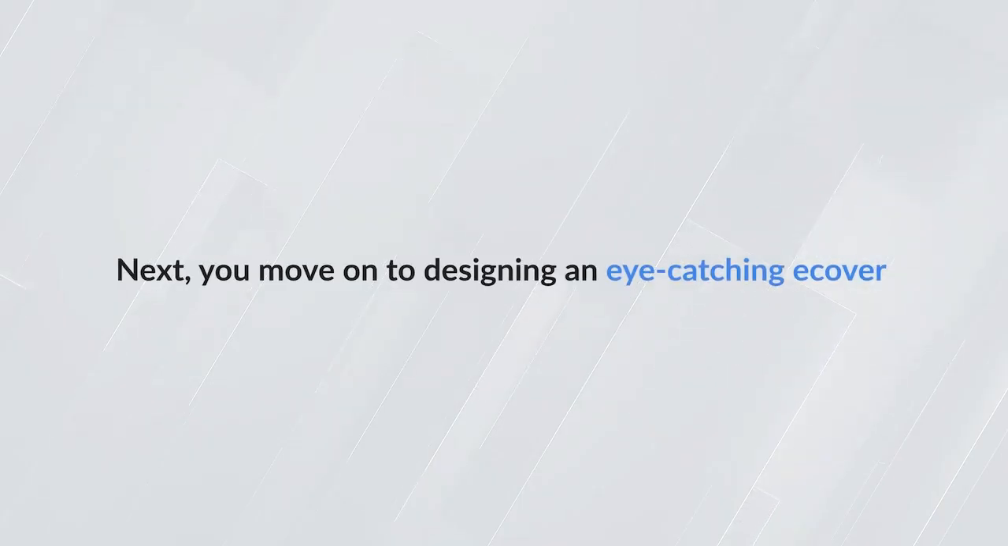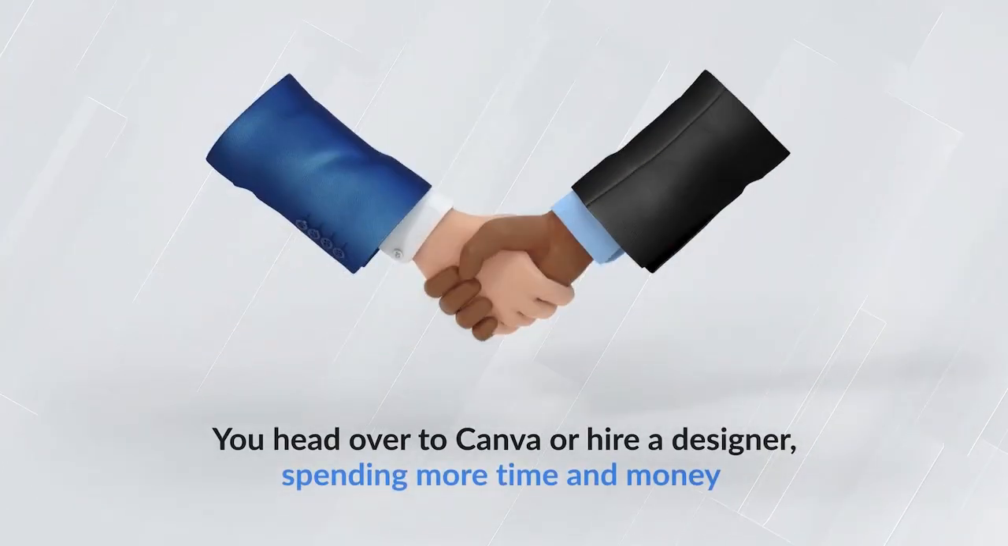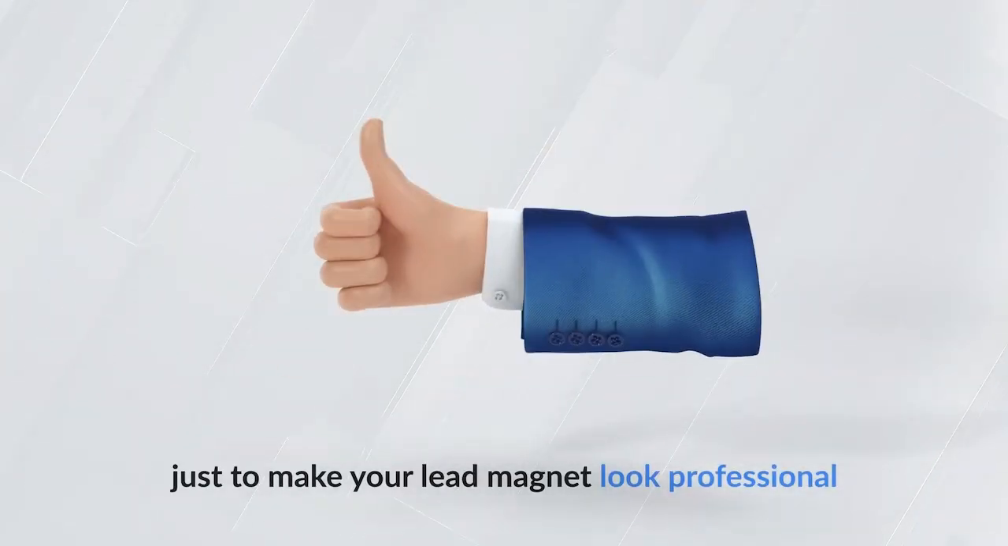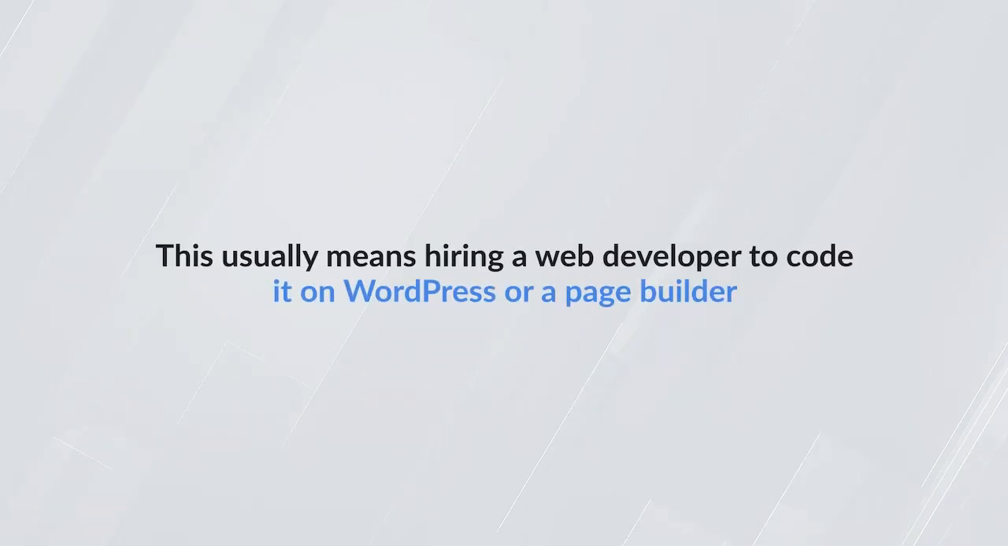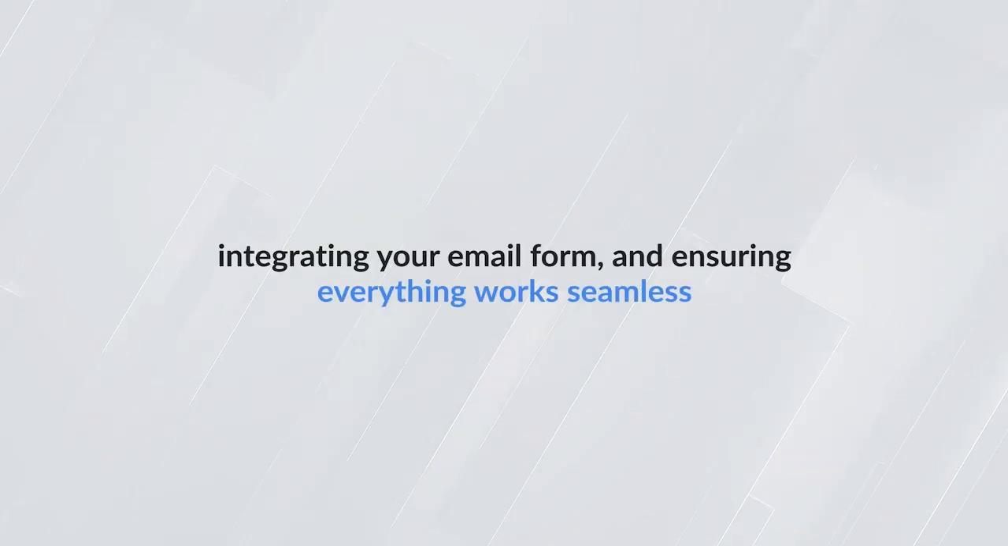Next, you move on to designing an eye-catching e-cover. You head over to Canva or hire a designer, spending more time and money just to make your lead magnet look more professional. Then comes the technical part, building the opt-in page. This usually means hiring a web developer to code it in WordPress or a page builder, integrating your email form, and ensuring everything works seamlessly.